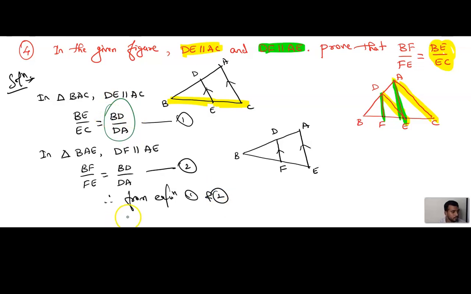What is here? Don't circle it, I am showing you. That's it. BD by DA. Both RHS are equal. Then even LHS are also equal. Yes or no? What is LHS? Therefore, BE by EC is equal to BF by FE. Hence proved. That's what we have to prove here, no?